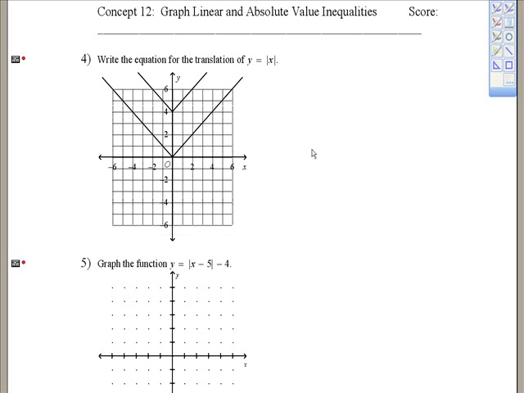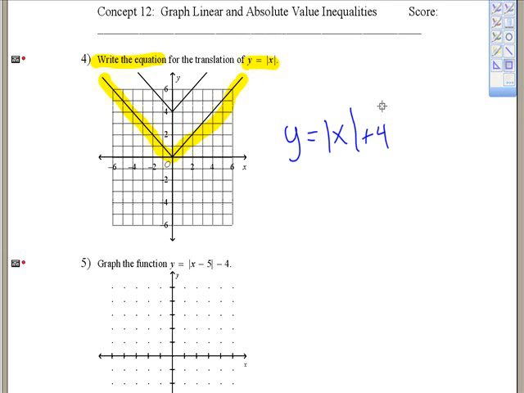Concept 12, we're graphing linear and absolute value inequalities. This first question just says write an equation for the translation of y equals absolute value of x. We should recognize y equals absolute value of x as being this first graph here, and then it's translated up to this second graph that's on the diagram. So what do they have to do to move this graph up? What do they have to do to the equation? Plus 4 outside the absolute value. So we're just going to take the original graph and add 4 to it, move every point up 4. And that'll do it. That's the answer to number 4.